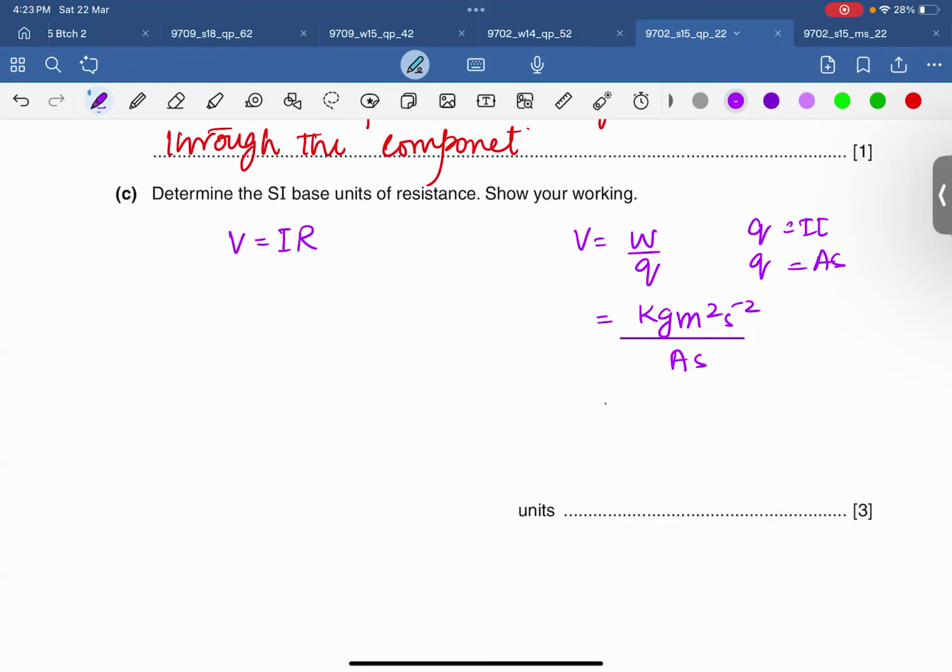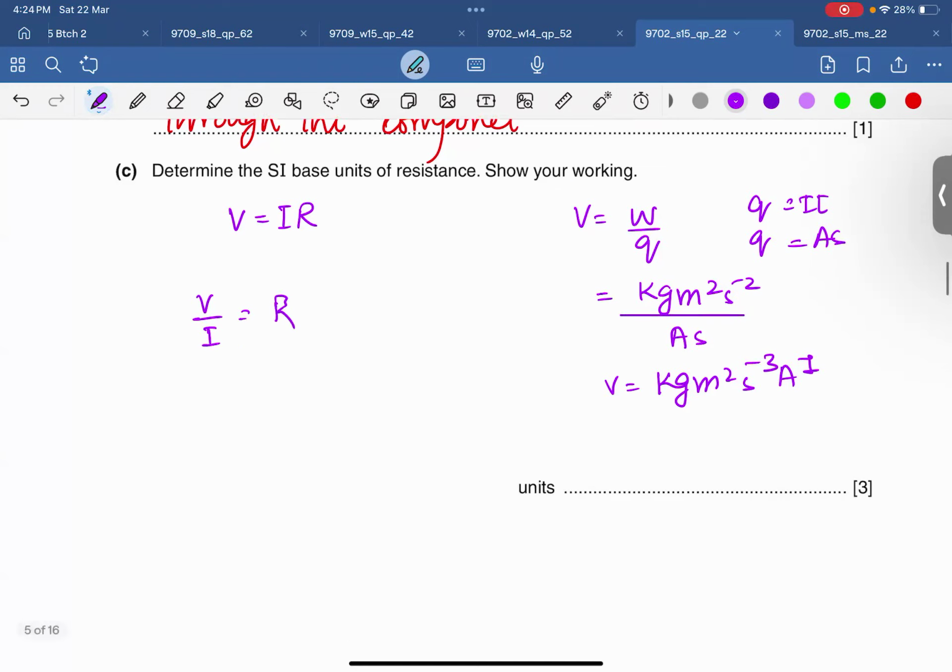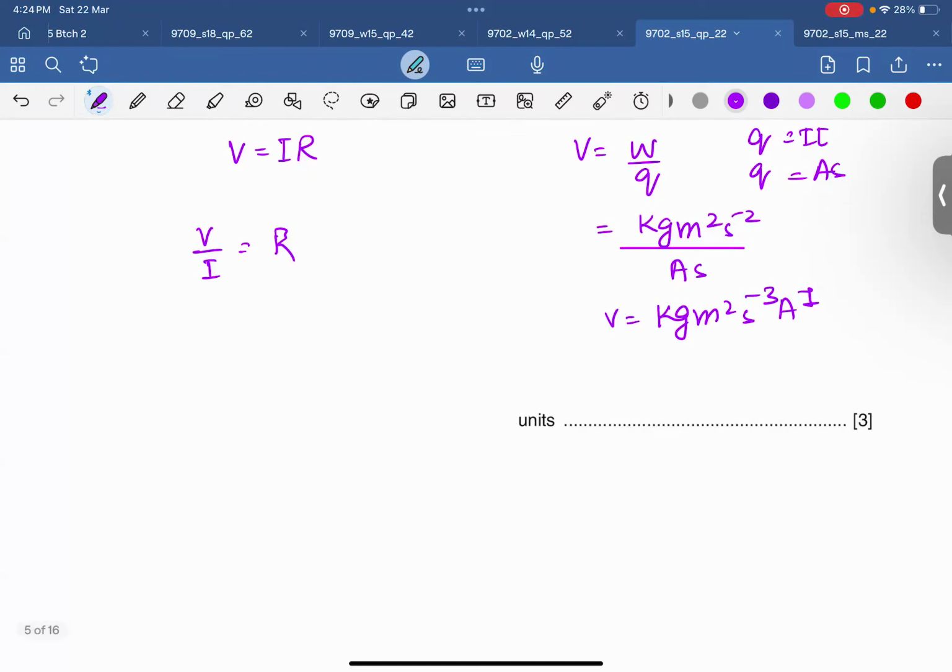सो वोल्टेज का आपके पास जो यूनिट आएगा दैट वुड बी केजी मीटर स्क्वायर्ड सेकेंड -3 A -1, राइट. सो व्हेन यू सब्स्टिट्यूट इन राइट हेयर फॉर द रेजिस्टेंस. I don't get C for that, for charge.